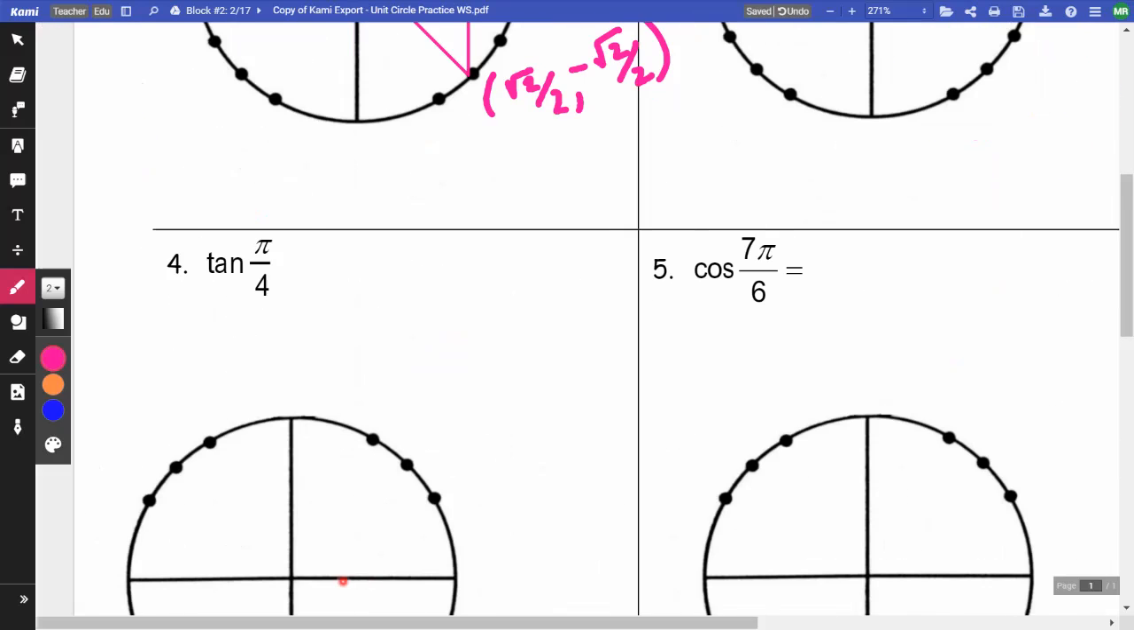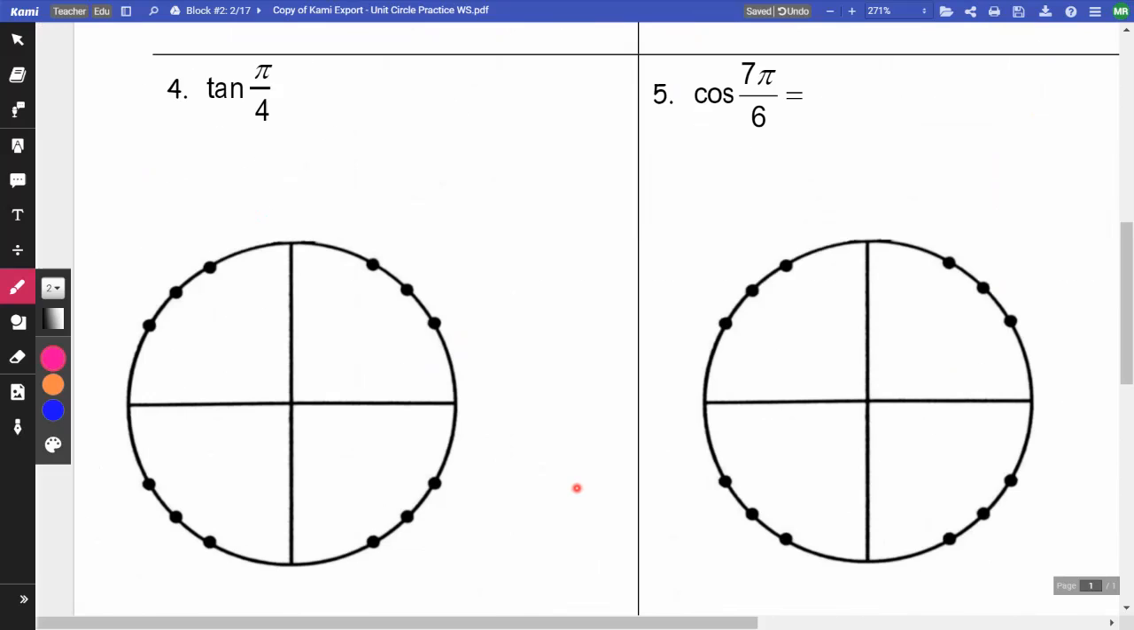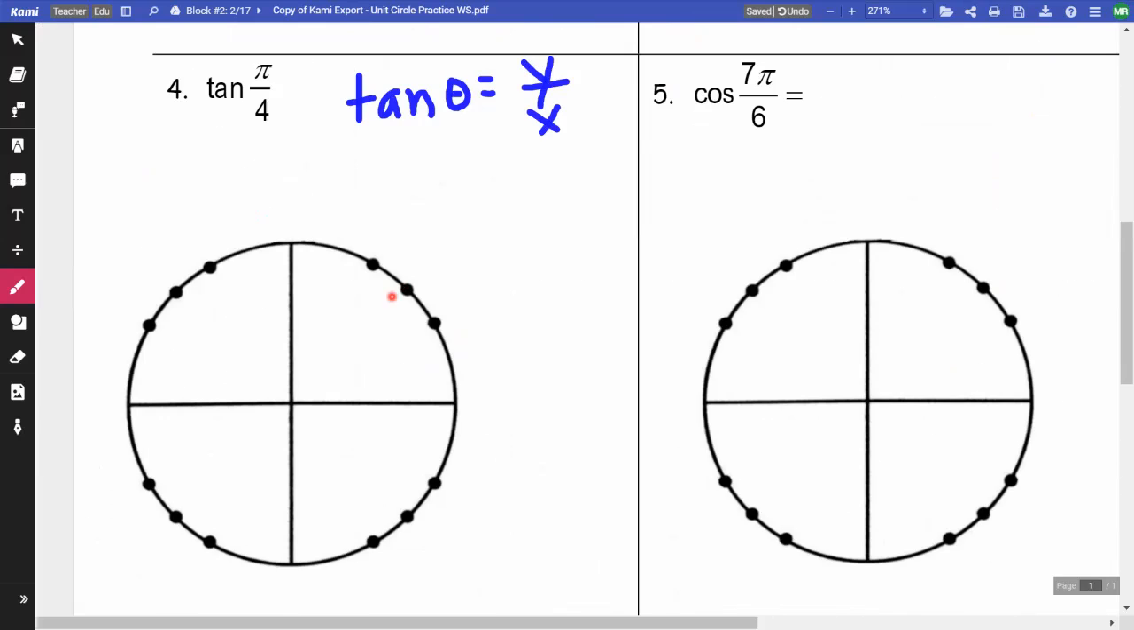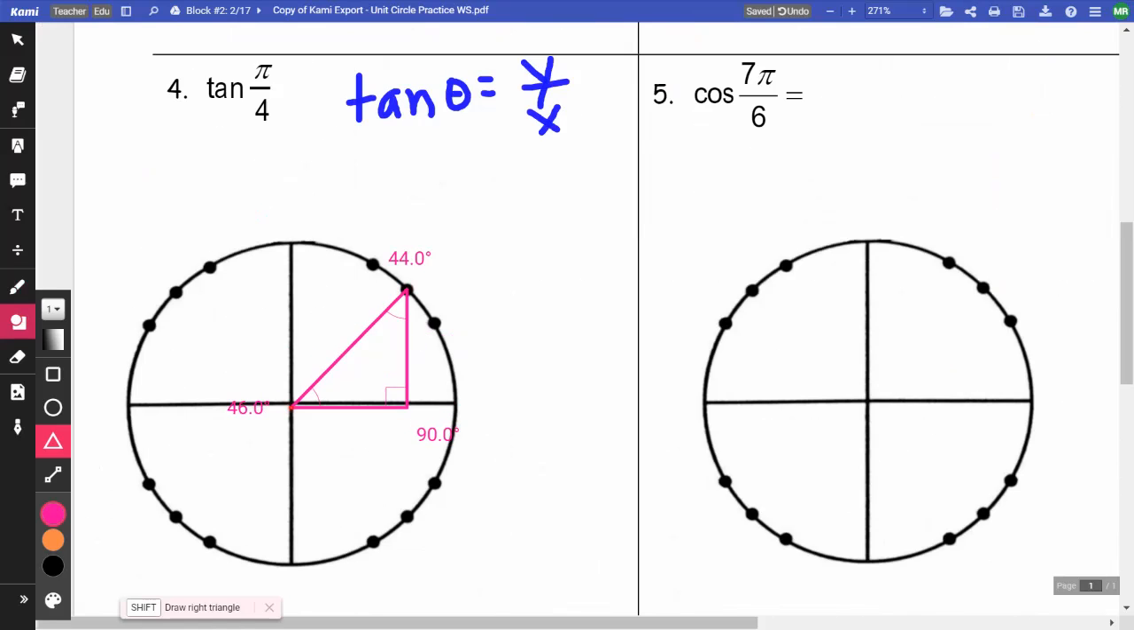Okay, on number 4. Number 4 again is tangent. And so just a reminder, tangent of theta is opposite, which happens to be the y, over adjacent, which is the x. And we are looking for pi fourths. Pi fourths would be right here. So I'm going to come here. I'm going to draw my right triangle. Okay. And this is, oops, still in triangle form.